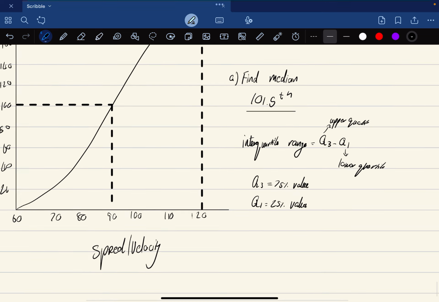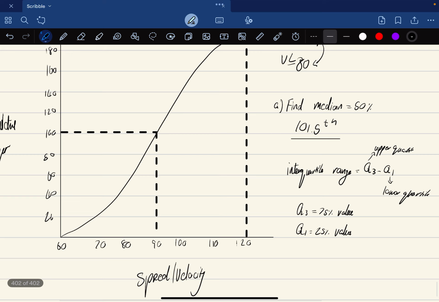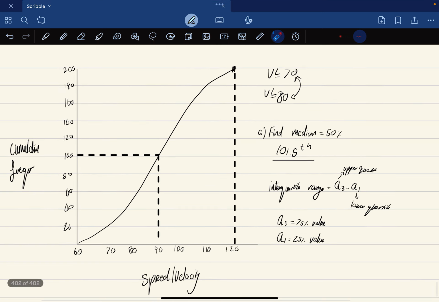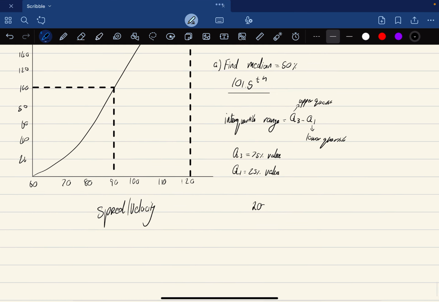So the median is actually just called our 50th percentile value, because 50% of the data is below the median, 50% of the data is above the median. So for Q3, we need 75% of the data to be below Q3 and 25% to be above Q3. So how do we find what value that's going to be? We go 200, because that's the total, times 75%. So times 0.75, we get 150.